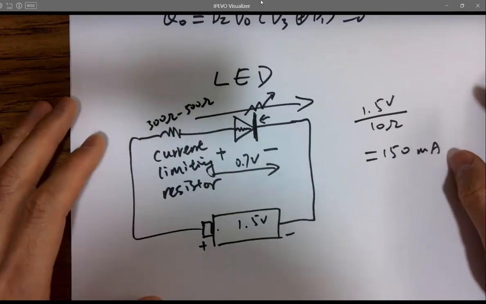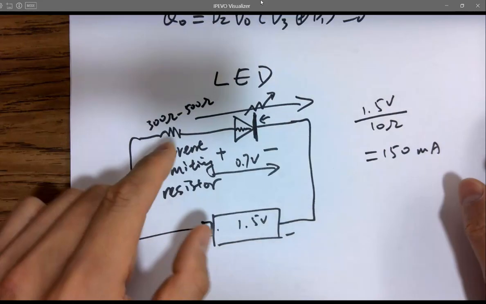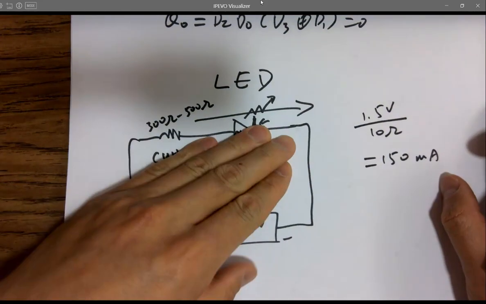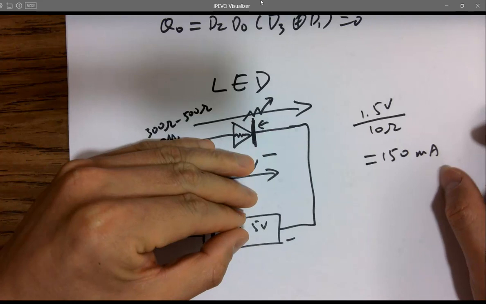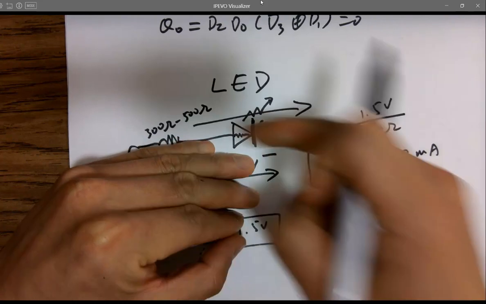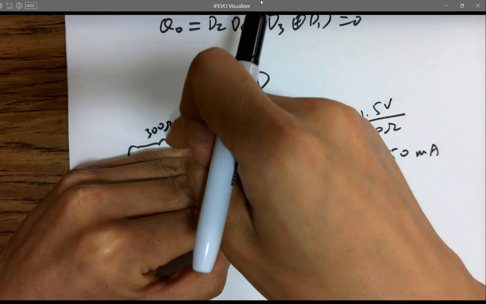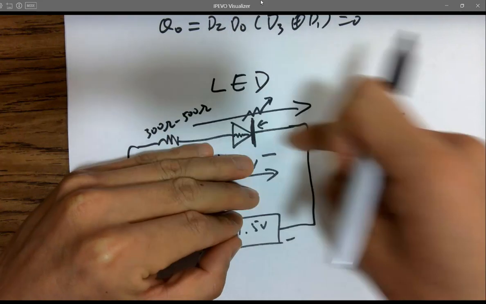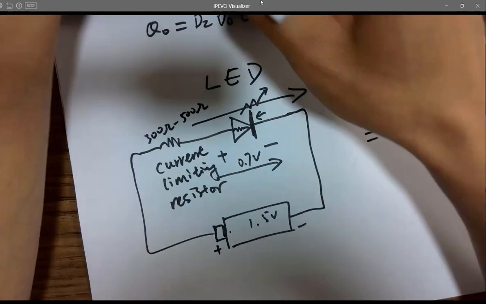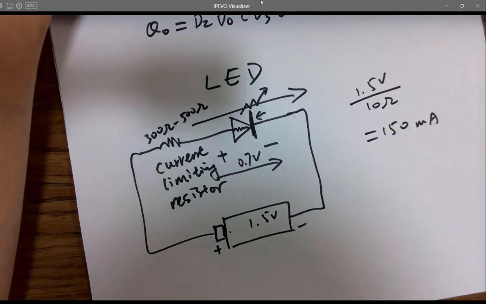One question here. Why do we need a resistor for the LED? What's the name of the resistor? Current limiting resistor. Okay, so we are trying to limit the current running through the LED. Okay. Now let's go back to this one.